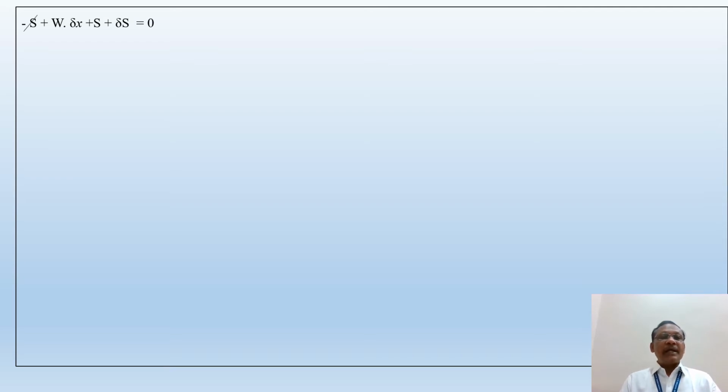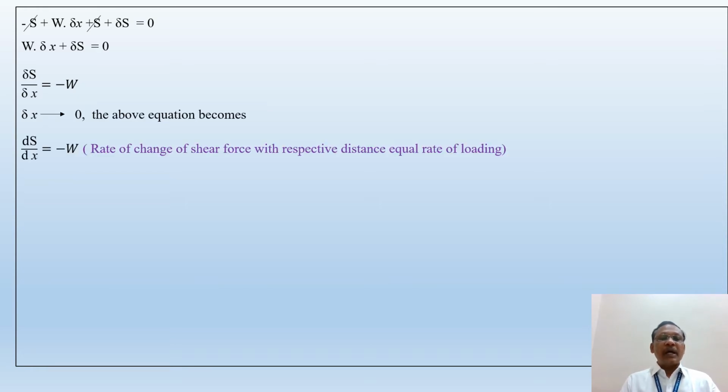Now minus S plus S get cancelled and the remainder is W into delta x plus delta S is equal to 0. So finally we will get the relation delta S divided by delta x is equal to minus W. This means that as delta x tends to 0, the above equation becomes dS by dx is equal to minus W. That is the meaning of rate of change of shear force with respect to distance equal to the rate of loading. So negative indicates that it is vertically downward.